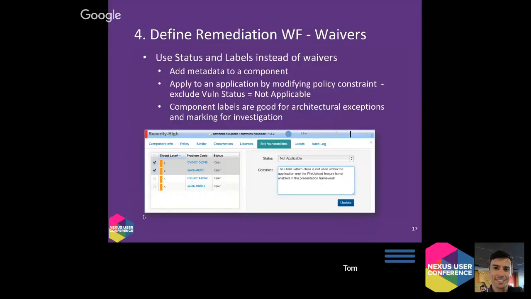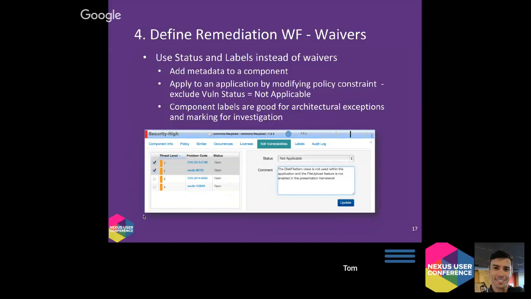For example, the use of status and labels. Status and labels are really just adding metadata to a component. And then by adding that, you're able to tweak your policy a little bit, make some modifications to exclude certain components from those policies, but for very good reasons.